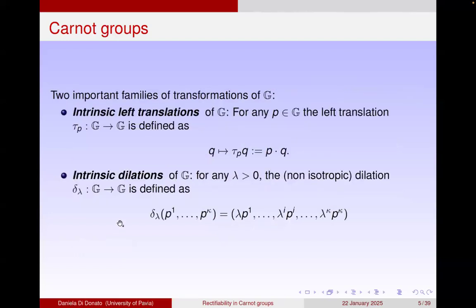In Carnot groups, we consider two important families of transformations, the intrinsic left translations and the intrinsic dilations. The intrinsic left translation is a map from G to G, taking Q to P·Q. The intrinsic dilation is a map from G to G, and delta lambda of P is equal to (lambda P1, ..., lambda^k Pk). These two families are really important because when you define a notion in Carnot groups, it is important that this notion is invariant with respect to the intrinsic left translations and the intrinsic dilations.